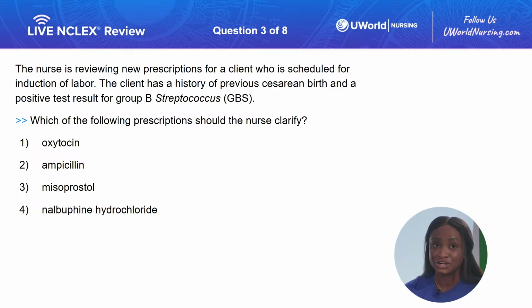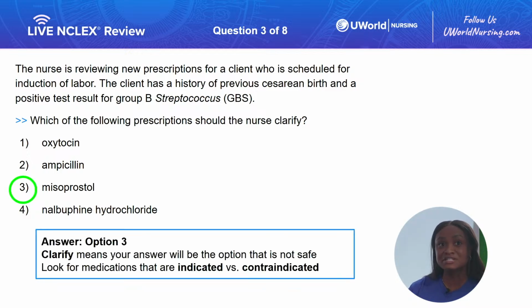The correct answer for this one is option 3, misoprostol. So let's break this down. Clarify means what is not safe. What are we going to try to stop before it reaches the client so we can prevent something bad from happening? So what is misoprostol? It is a cervical ripening agent that is used before the onset of labor. These medications soften the cervix so it's more pliable, and so it can allow dilation and then effacement so the child can come through. But due to the factor, misoprostol is contraindicated in clients with previous cesarean birth, because this can increase your risk of uterine rupture. It's a very sensitive medication.